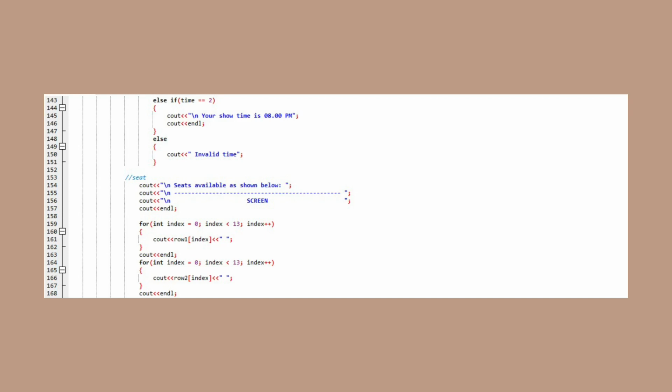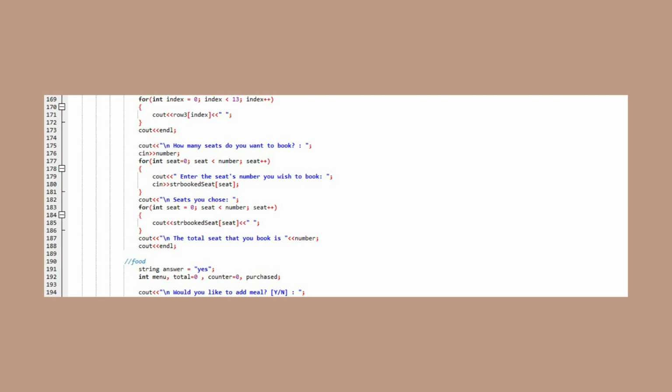For seat, declare number seat. See out the arrangement of seats based on the array. Use for loop for the arrangement. See out how many seats do you want to book. Use for loop again, for enters the seat number you wish to book based on how many seats. See out the seats that you choose. Last, see out the total seat that you book, based on the total how many seats that user books.